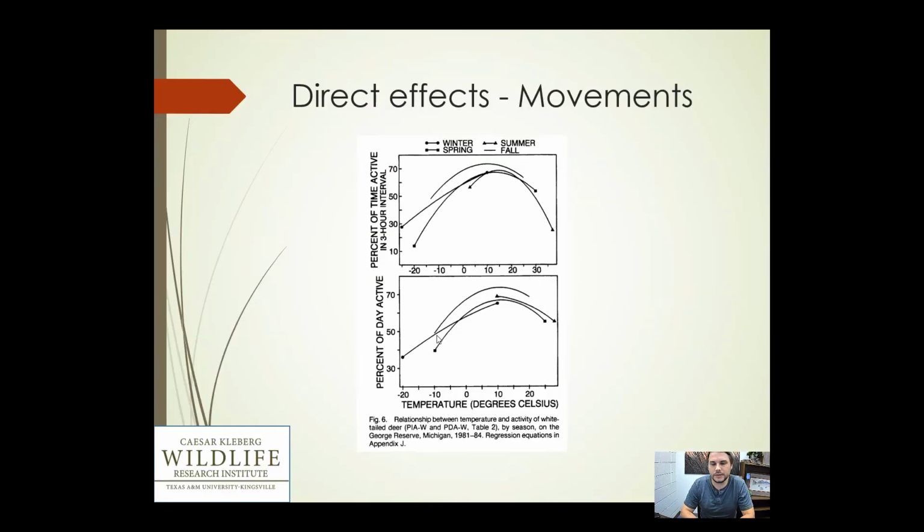Other direct effects can relate to movement. There's studies that show that as we increase and decrease in temperature extremes throughout the year, this is different seasons of the year, these different lines, we can see that the percent of the day that white-tailed deer are active and the percent of time that they're active within 3-hour intervals decreases. So their movements are decreasing significantly as temperatures get extremely cold and extremely hot.